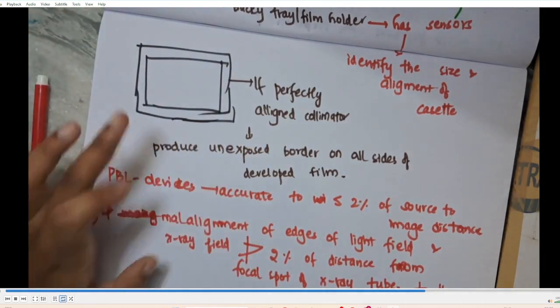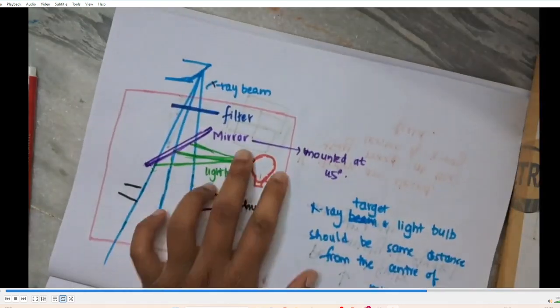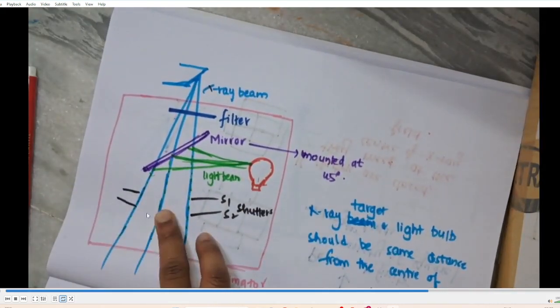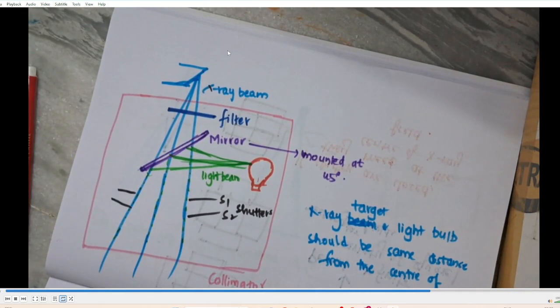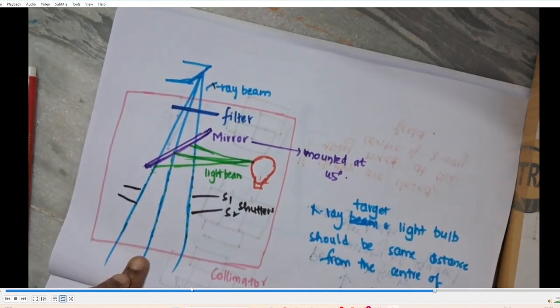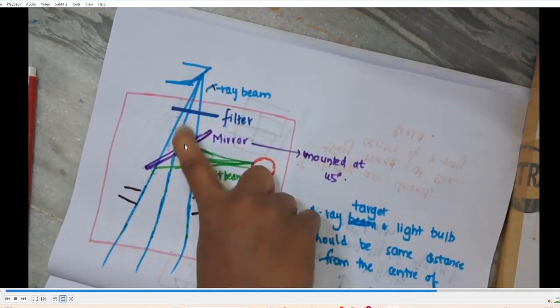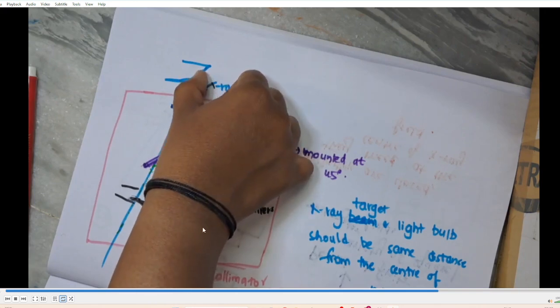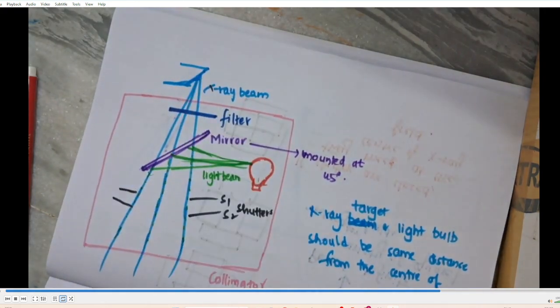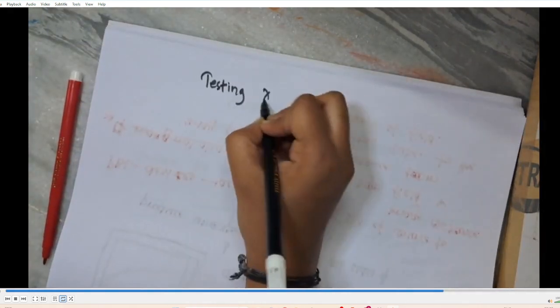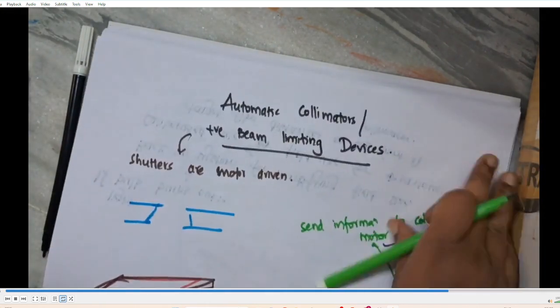This is important for alignment adjustment. If there is any problem in the alignment of the mirror, or if the light source is not aligned properly to the X-ray beam, the X-ray beam is not properly aligned with the light. All of these will result in misalignment, and because of misalignment the image is not properly formed. So our aim is to test the X-ray beam and light beam alignment.